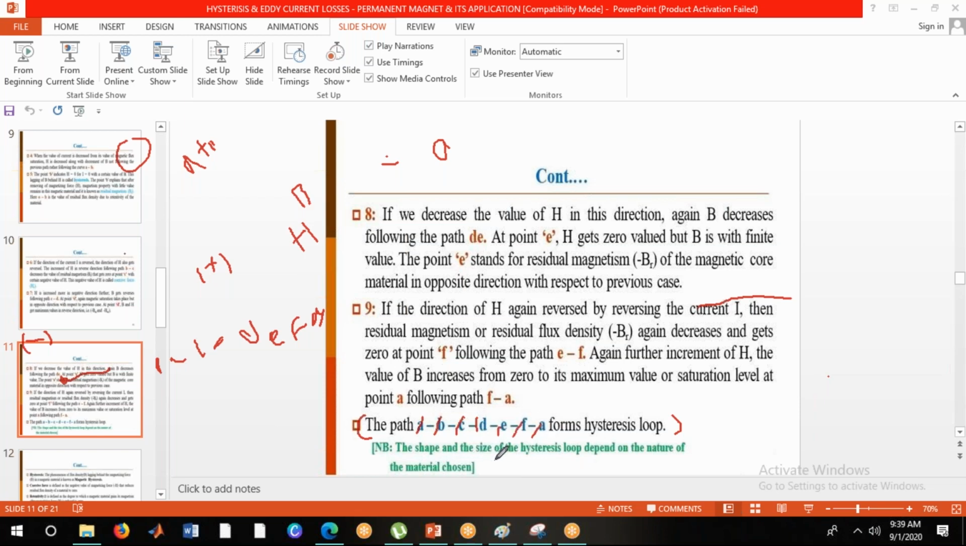And the shape and size of the hysteresis loop depends on the nature of the material.